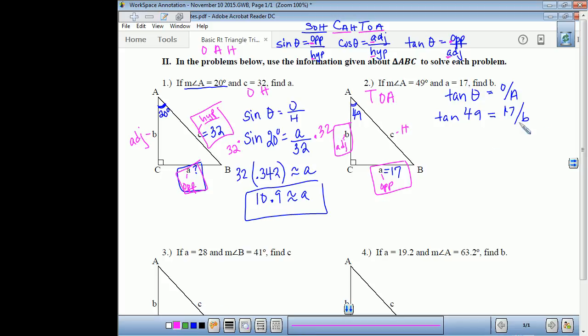Now this time my variable's in the denominator. When your variable's in the denominator, you've got to get it out of that denominator. And the way we do that is by multiplying both sides by the variable. So now we have b times tangent of 49. Those b's cancel over there, equals 17. So b times tangent of 49 equals 17.